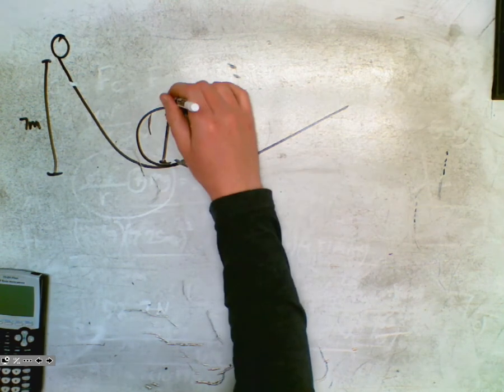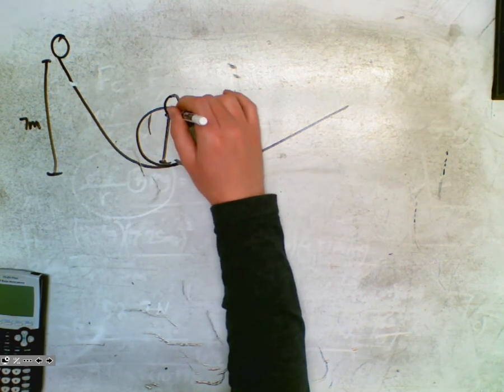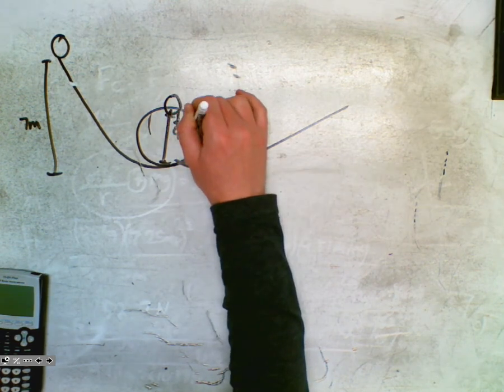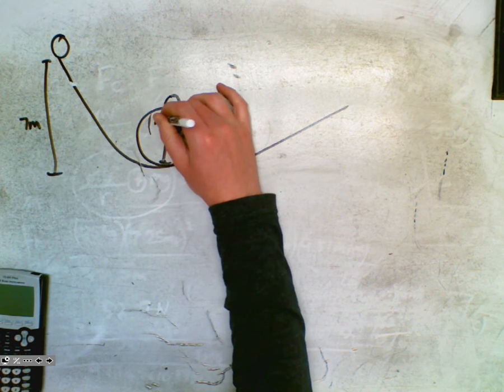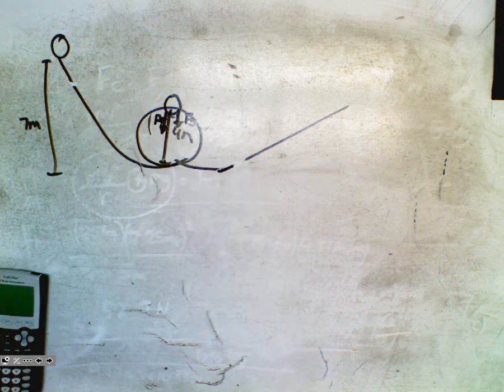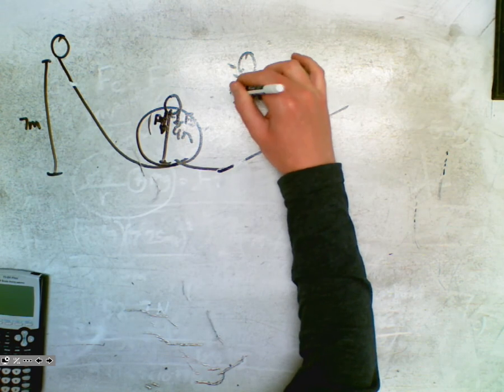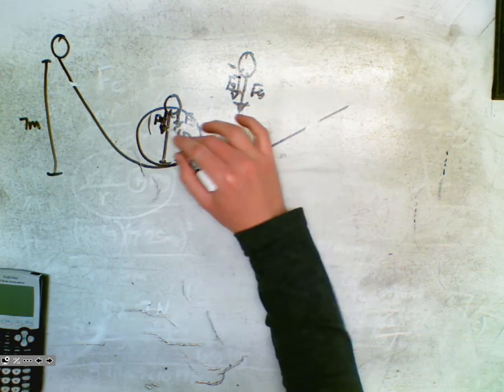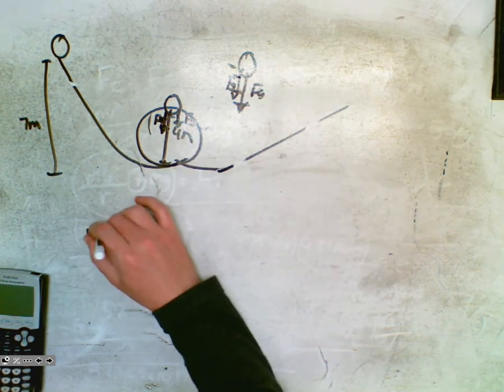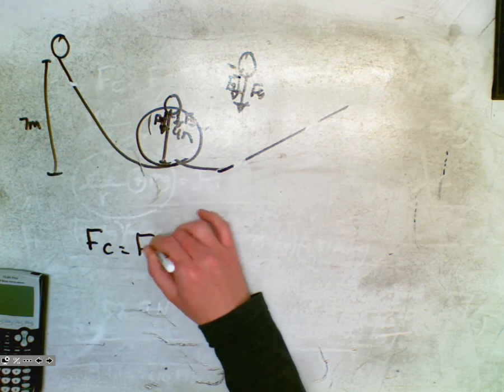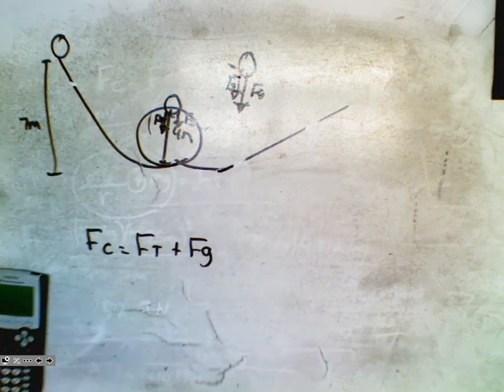So at the top of the loop here, it's going to be the same as that other situation. Our force of gravity is going to be down, and our force of tension is down as well. So our free body diagram at the top of the loop will be force of gravity down, force of tension down, or towards the center of the circle. So this is going to be Fc is equal to Ft plus Fg, because they're both in the same direction at the top of the loop.